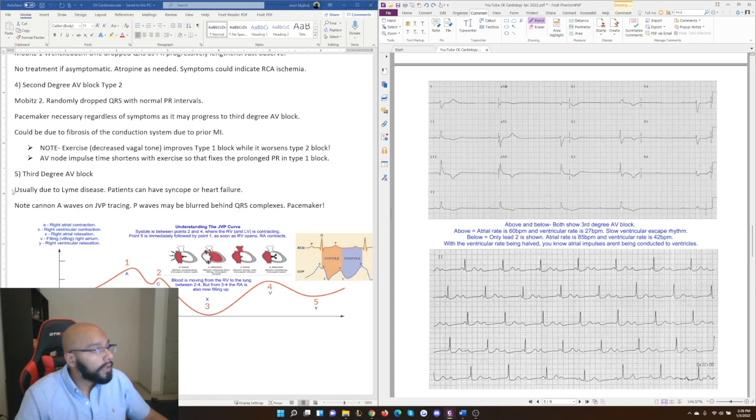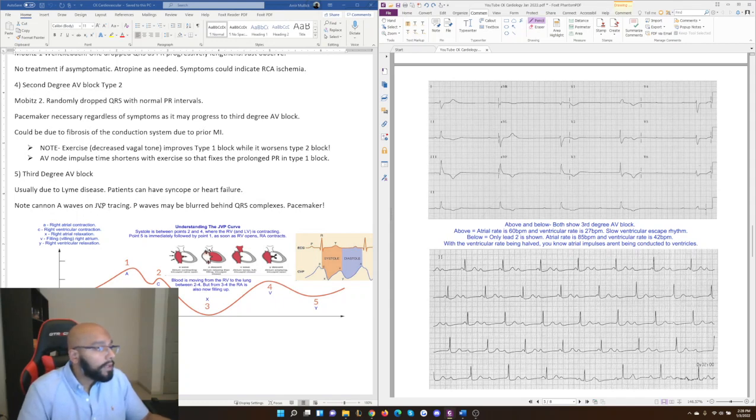So for 3rd degree AV block, usually due to Lyme disease, patients can have syncope or heart failure. Note cannon A waves on the JVP tracing. P waves may be blurred behind QRS complexes. And here, in this case scenario, you have to put a pacemaker. There's no dodging that, okay? Have to put a pacemaker. So now, scary scenario here.